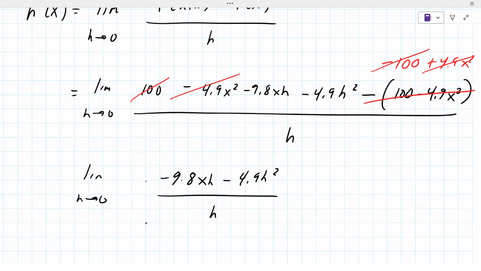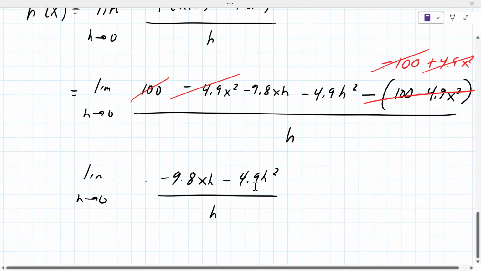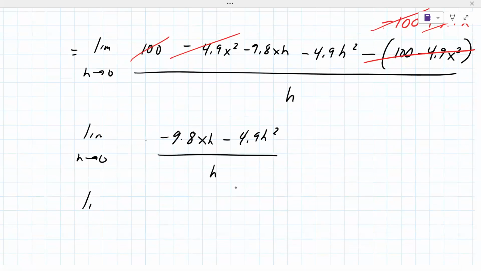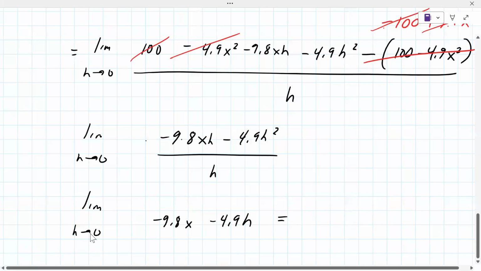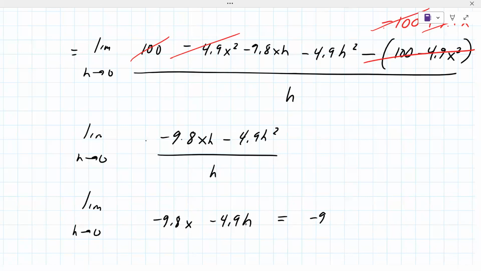All right. So you divide each of these by h. It's not a choice. They both have to be divided by h. So you get minus 9.8 x minus 4.9 h. And the reason we can now finally find the limit, put 0 in for h, is that we're no longer dividing by 0. Dividing by 0 is a terrible thing to do in math and computer programming. So when you put 0 in for h, you get minus 9.8 x minus 4.9 times 0, which is just minus 9.8 x, and that is your derivative.